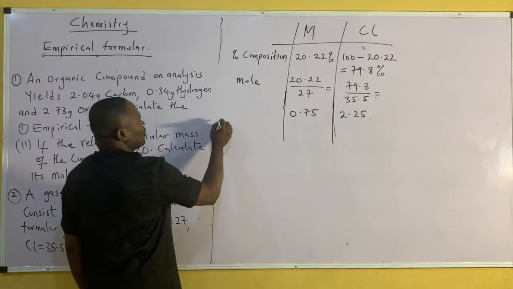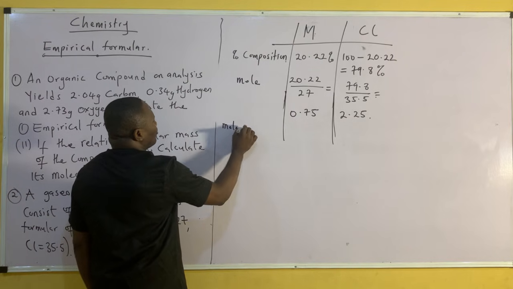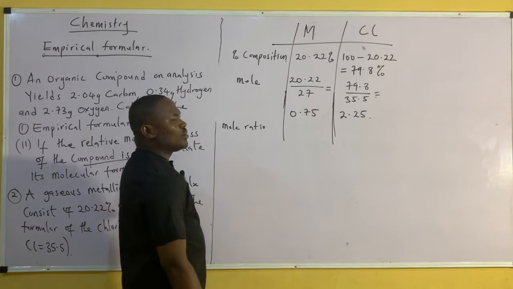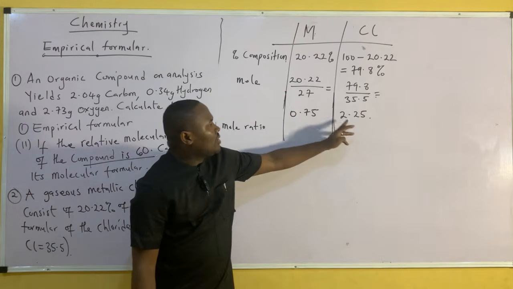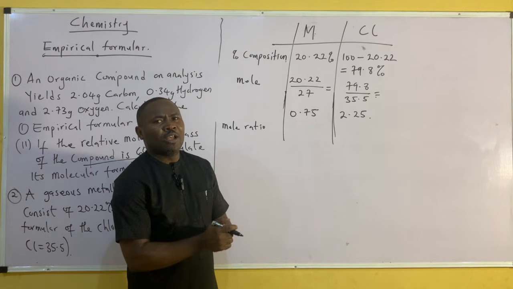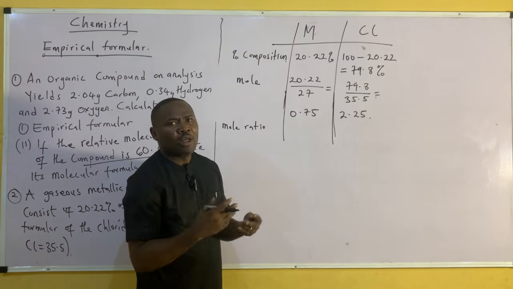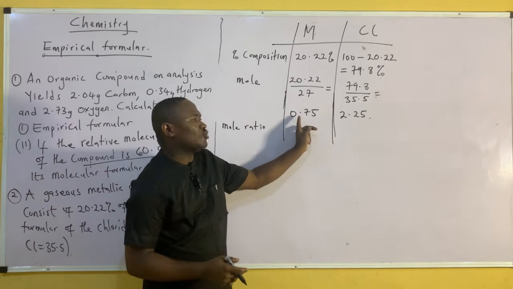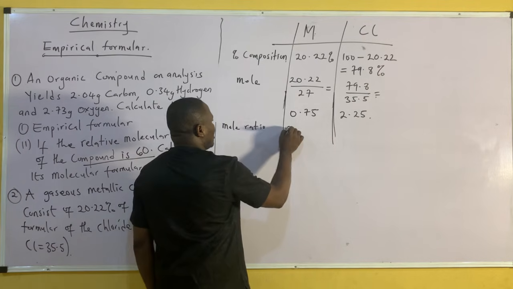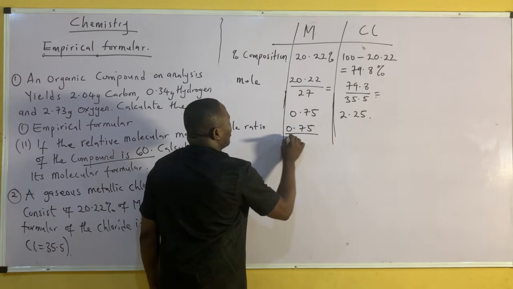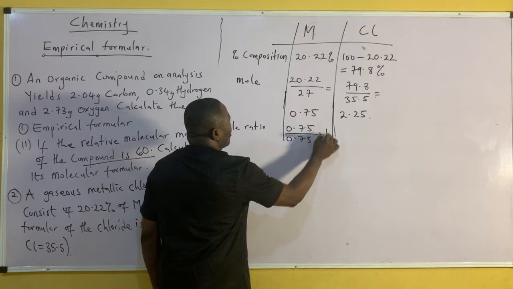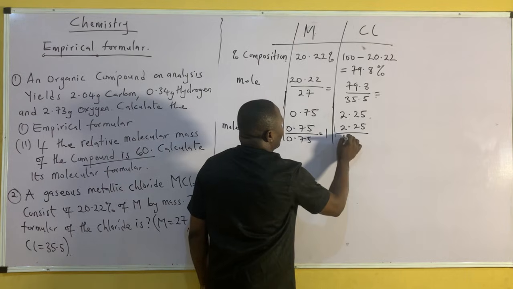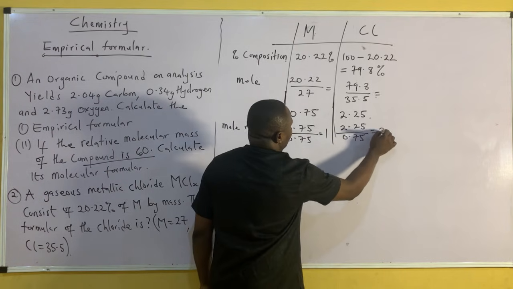What's the next thing I will look for? I will look for mole ratio. Now, in looking for mole ratio, we said we will check which of these is the least mole, because I will divide each mole with the least mole. So this is smaller than this, so this will be my least mole. So I will say 0.75 over 0.75, which equals 1. Y over here, 2.25 over 0.75, which becomes 3.